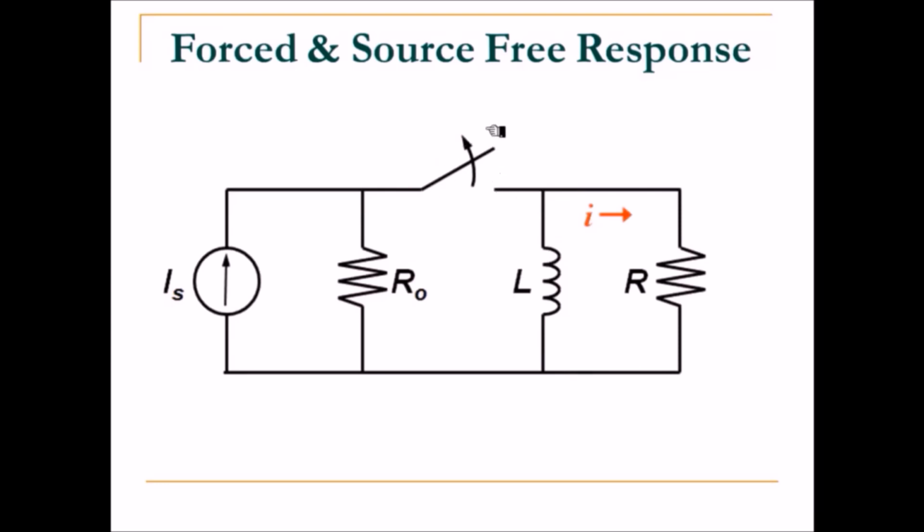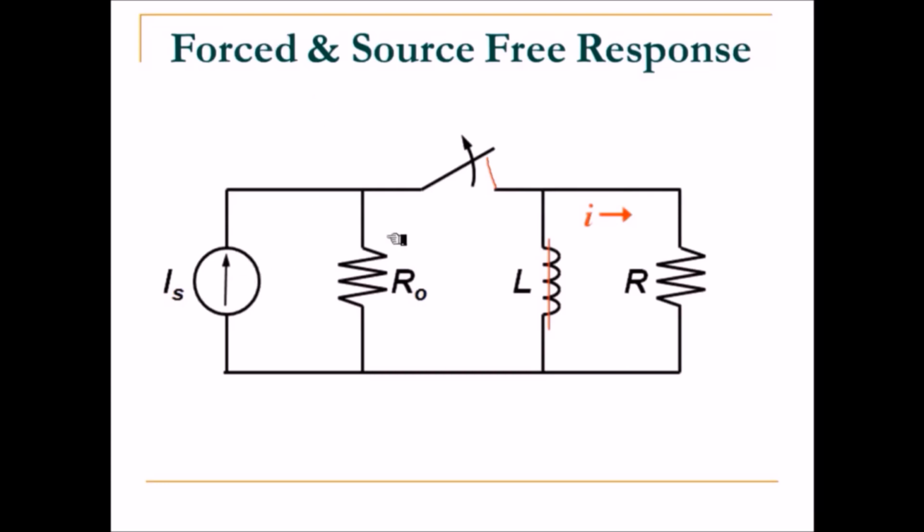We have a switch also in the circuit. Suppose you close the switch and apply the current IS, then current will start to flow through the circuit, especially in the inductor and resistor. We keep the switch closed for a long time so that the inductor acts as a short circuit and current flows through the inductor. The response in the inductor when you apply the source is called a forced response, right?